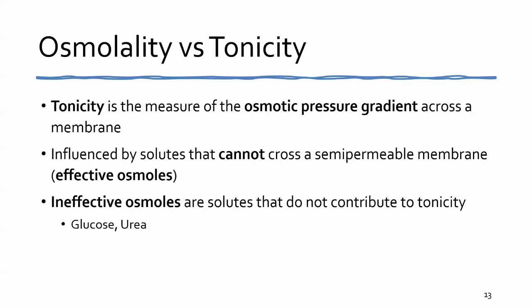2 fluids, normal saline and 5% dextrose water, both of these fluids are isoosmolar, so they have similar osmolarity to plasma. However, normal saline is isotonic because the ions cannot freely cross the semi-permeable membrane, whereas 5% dextrose is hypotonic because the dextrose freely diffuses across the cell membrane, and all that we're left with is the free water. Okay, so there's just that discrepancy between the tonicity and the osmolarity.